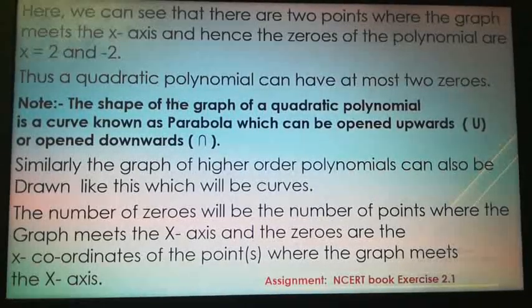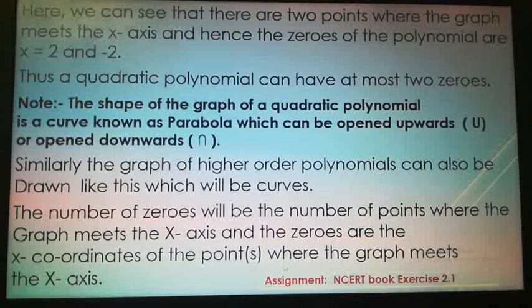So the number of zeros will be the number of points where the graph meets the x-axis, and the zeros are given by the x coordinates of the points where the graph meets the x-axis. So this is the significance of the graphical representation of a polynomial. A linear polynomial will represent a straight line, and a second degree quadratic polynomial will represent a curve. Similarly, any higher order polynomial also will represent curves, and the number of points where the curve meets the x-axis will be the number of zeros of that polynomial, and zeros are obtained by the x coordinates of such points where it meets the x-axis. Remember, it meets the x-axis.